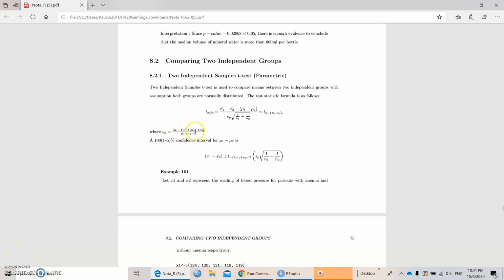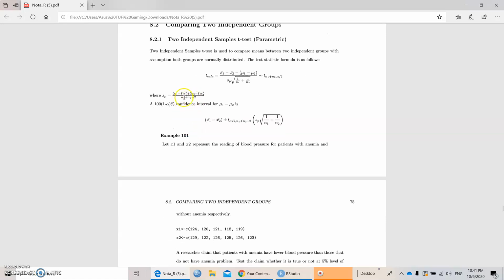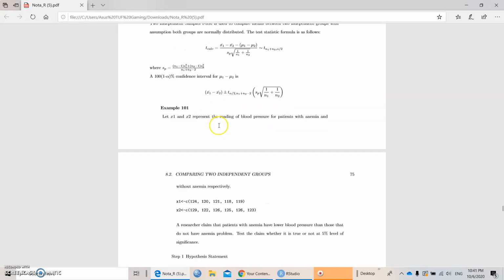If you want to compare two independent groups, we can use the two independent sample t-test, on the condition that the data are normally distributed. For the test statistic we use the t-statistic. This is the formula with the pooled standard deviation, and then the 100(1 minus alpha)% confidence interval for mu1 minus mu2 is as follows.